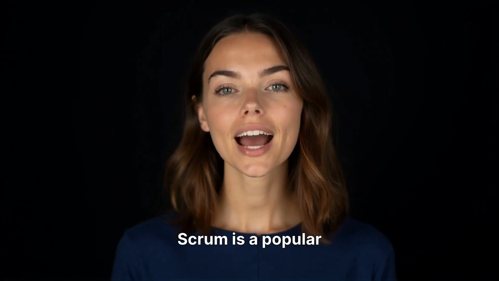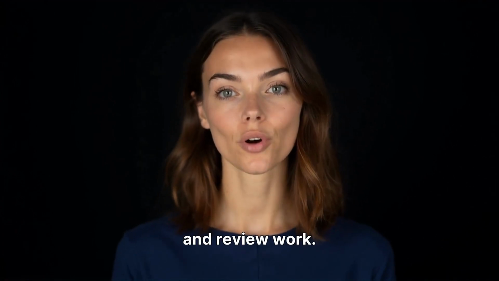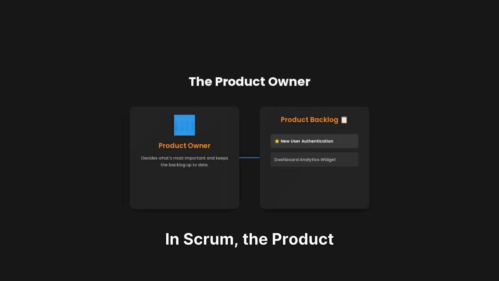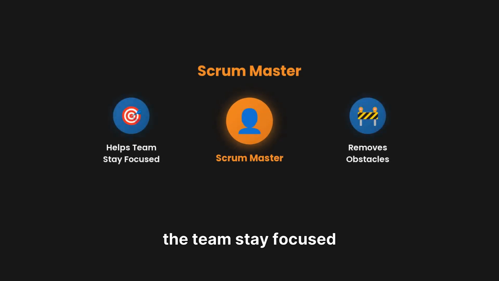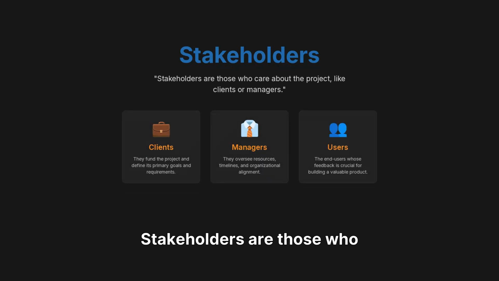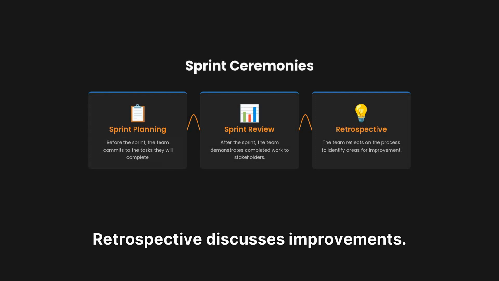Scrum is a popular Agile framework that structures how teams plan, build, and review work. In Scrum, the product owner decides what's most important and updates the backlog. The Scrum Master helps the team stay focused and removes obstacles. Stakeholders are those who care about the project, like clients or managers. Before each sprint, planning sets tasks. Afterward, a sprint review shows progress, and a retrospective discusses improvements.